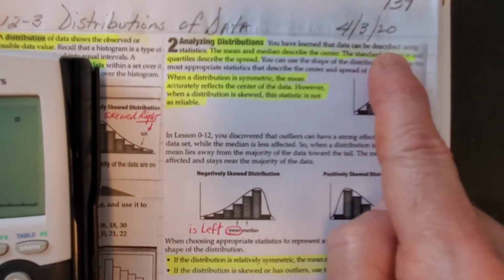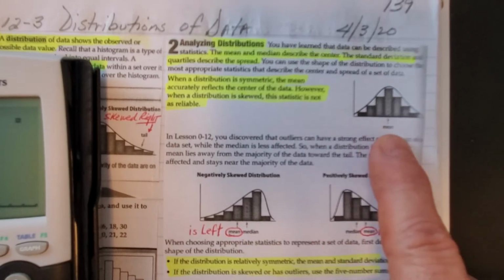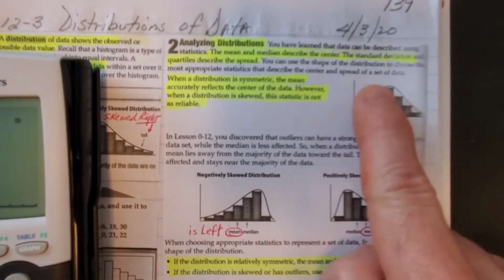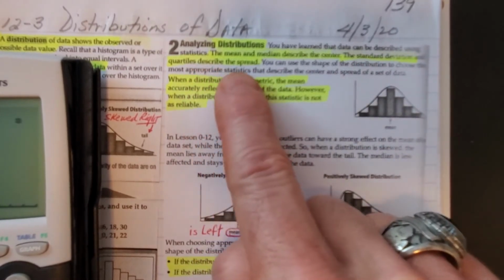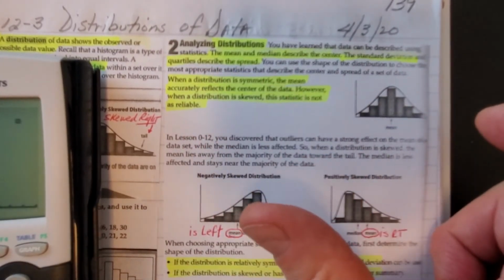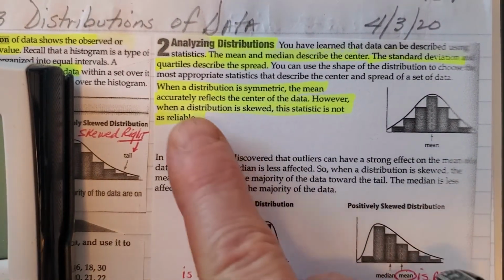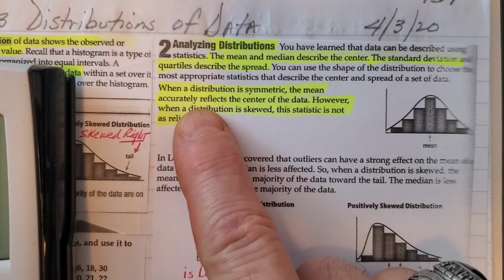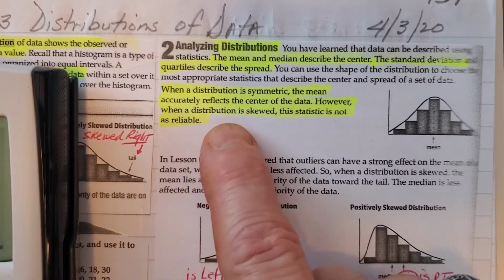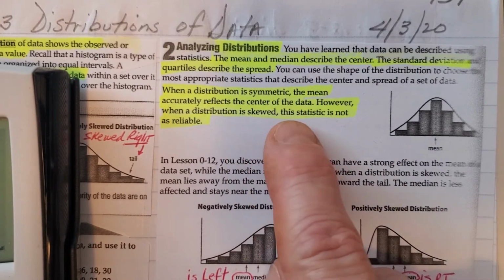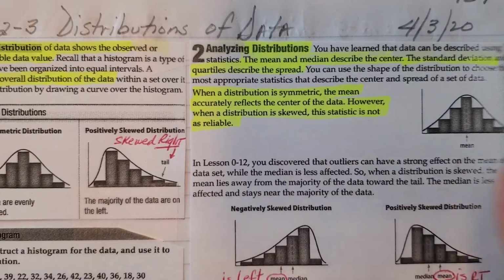All right, you have learned that the data can be described with the mean and median describing the center. So here's your mean, and in a symmetric graph, your mean and median are the same. The standard deviation and quartiles describe the spread, how spread out the data is. Let me go a little closer so you can see better. When a distribution is symmetric, the mean accurately reflects the center of the data. However, when the distribution is skewed, right or left, the statistic is not as reliable.